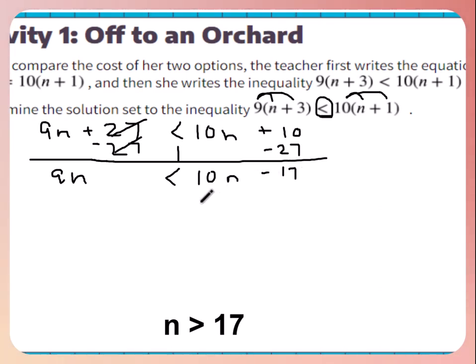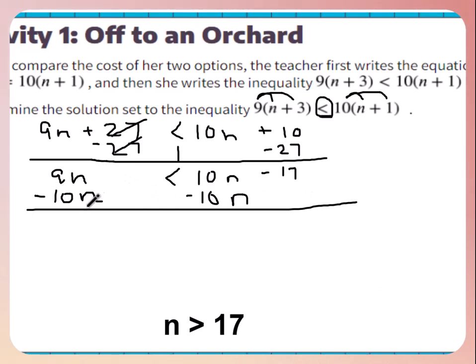Right now I'm going to move the variable terms to the left-hand side. I'm going to start by subtracting the variable term on the right-hand side, 10n. And I have to keep this balanced by subtracting it on the left-hand side as well. Draw your line. 9 take away 10 is negative 1n. You can write the 1. I'll go ahead and write it so you can see it. Now that's multiplication. This is going to cross out. We're going to get 0. Write your less than, bring down the negative 17.